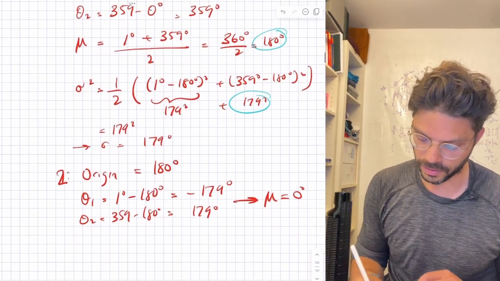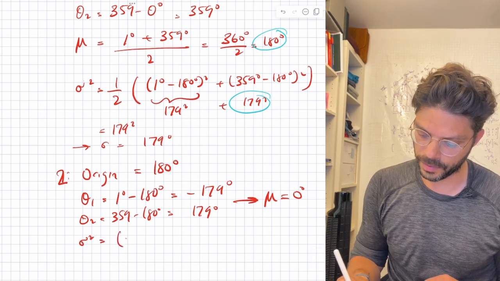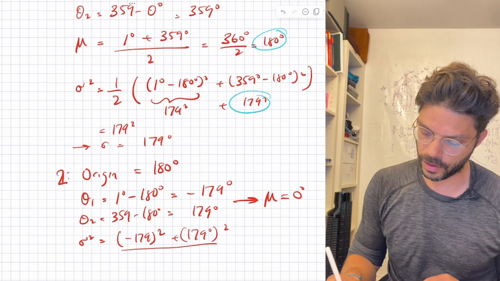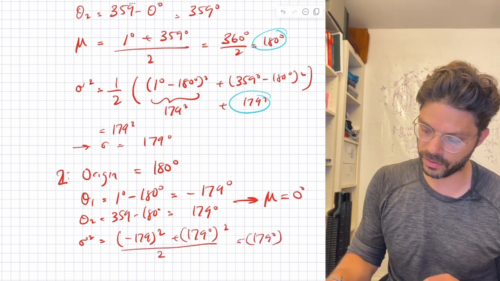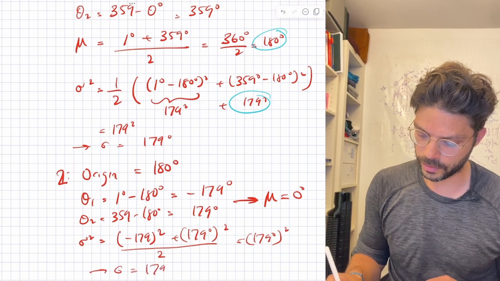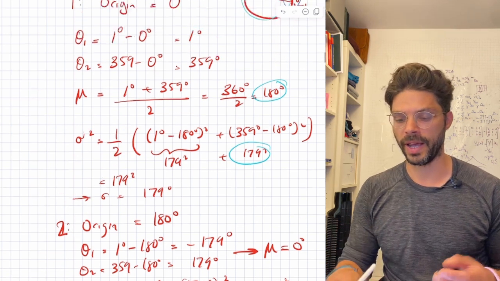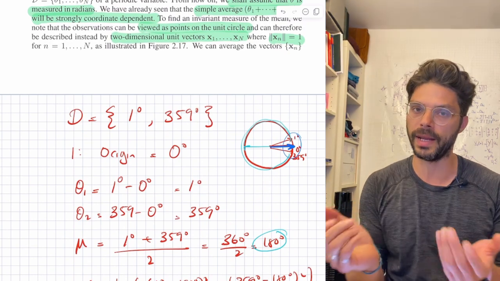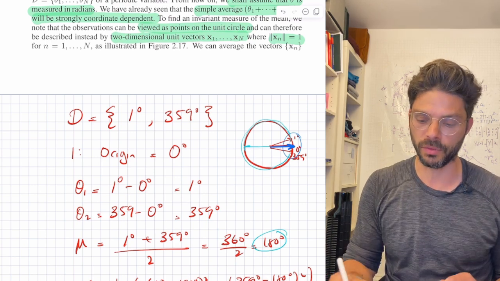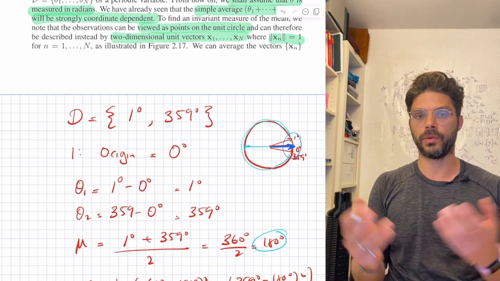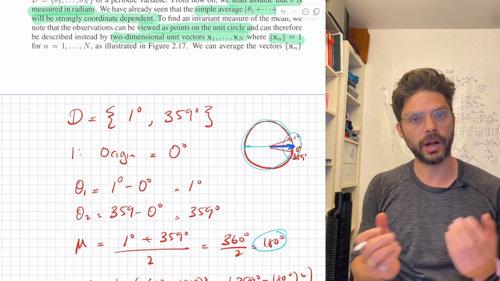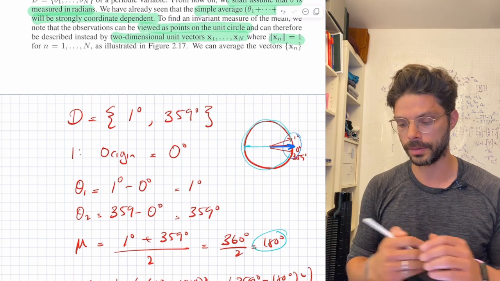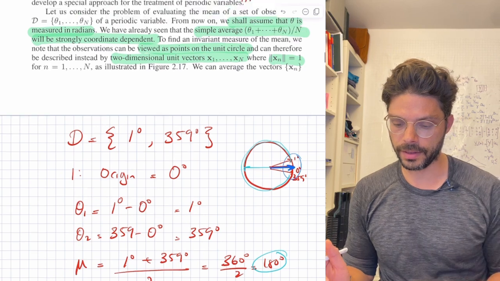But what's the variance going to be? The variance is just going to be (minus 179 squared plus 179 squared) over 2, which is again 179 degrees squared. So we got the same variance as before. This time we fixed the mean, but the variance is still enormous. These problems are because we're just treating these as plain numbers. 1 degree and 359 degrees are quite large numbers, and we're not acknowledging the fact that these are actually degrees on a circle. So we're getting these origin-dependent situations. How are we going to address that? Well, let's get to that.